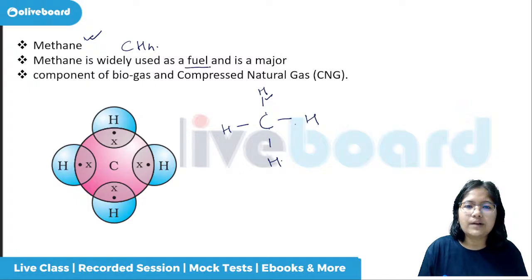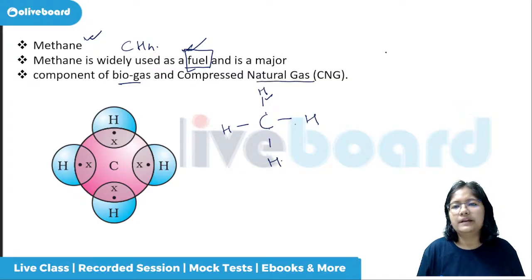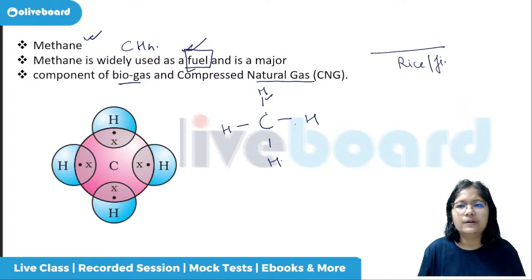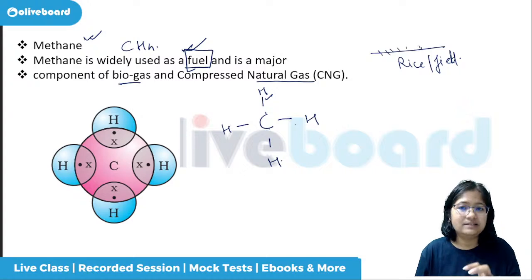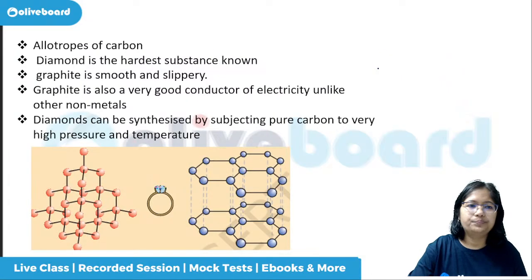And methane is widely used for fuel. Methane is used for fuel. In biogas you find methane. In compressed natural gas you find methane. In rice and paddy fields where there is water and where there are marshy lands, some gas will be released, no? So that one will also be there and methane will be found.